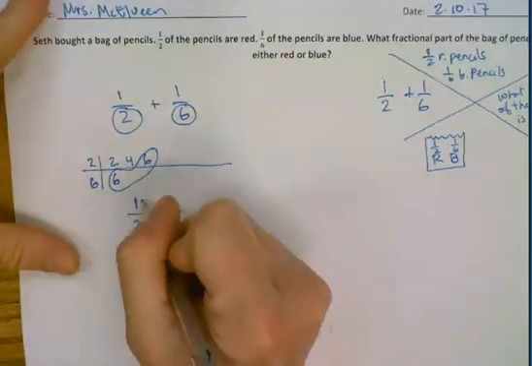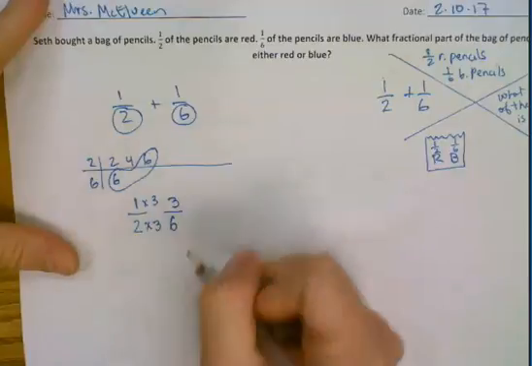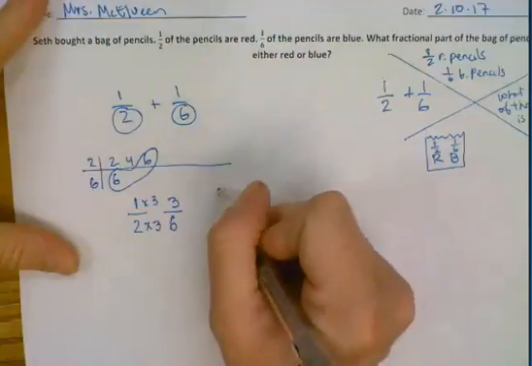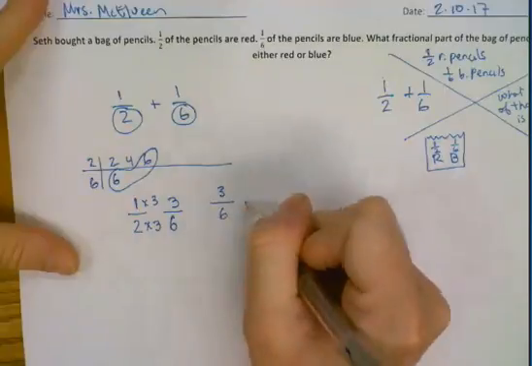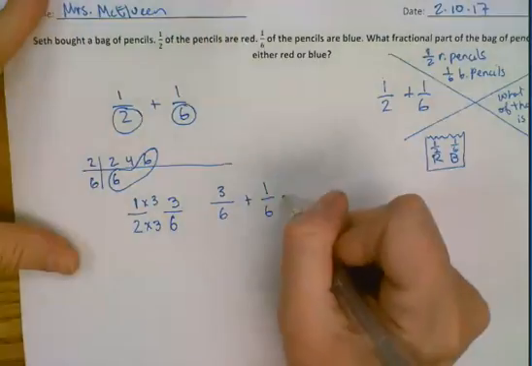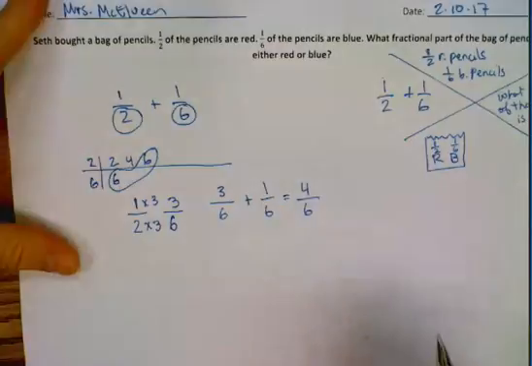I need to balance out my fraction. 1 times 3 is 3. 1/2 is equivalent to 3/6. Then I have my new problem. So I'm rewriting my fractions. 3/6 plus 1/6 equals 4/6. I think I can simplify that.